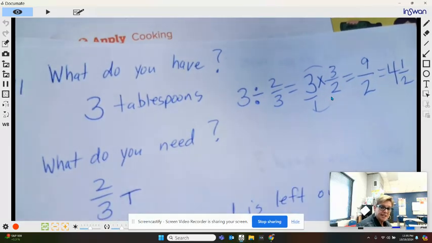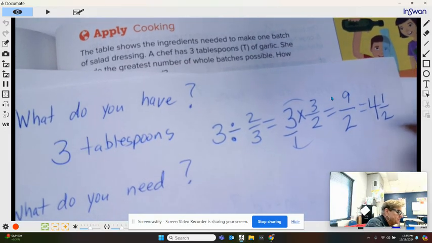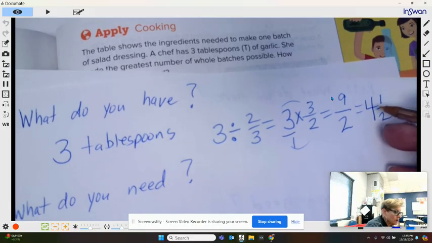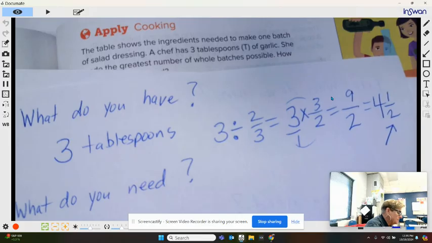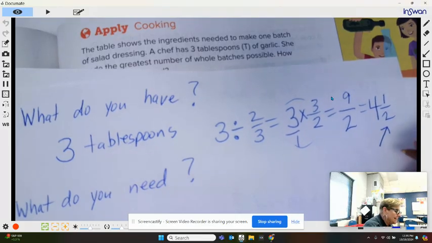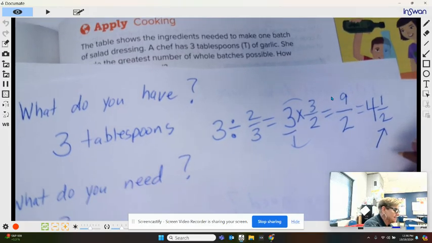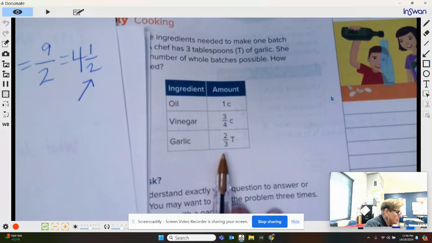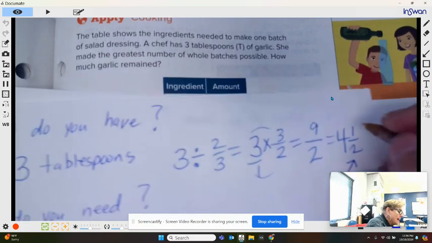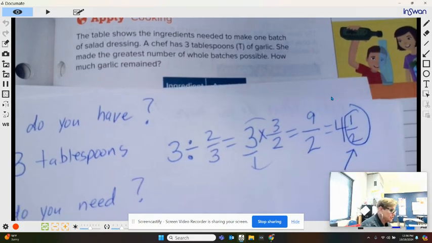Now, what this answer tells me is I am going to make 4 complete recipes, but that 1/2 that I have left over, that's how much of what I need to make the recipe that is left over. So if we look back at our recipe, the garlic is 2/3 of a tablespoon. So I have 1/2 of the 2/3.